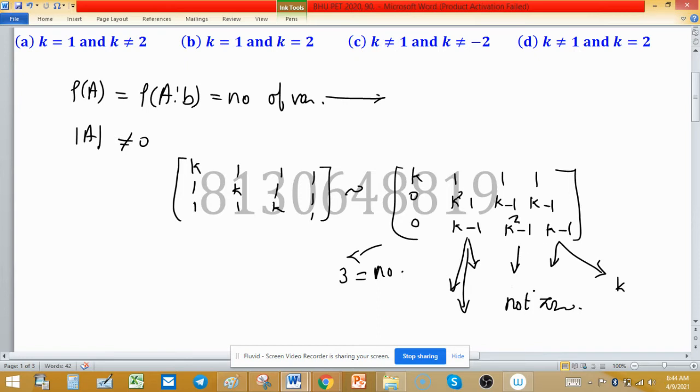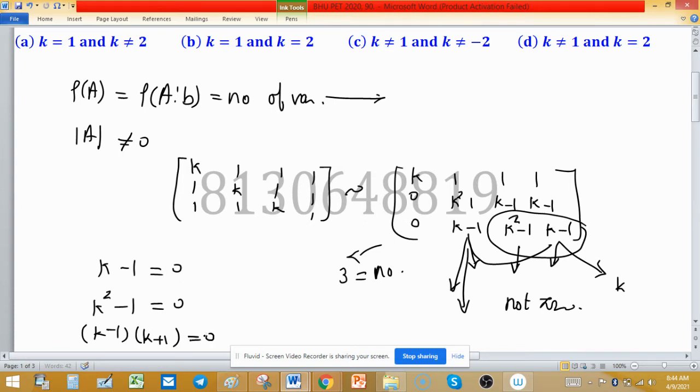So the most important thing is that these two entries will help us draw a conclusion. This is not important, but by chance k minus 1 is this and these two entries are the same. So if k minus 1 is 0, it means that k square minus 1 is also 0 because k minus 1 is a factor in this one. It means all three entries in the last row become 0 and this matrix reduces to a lower rank matrix, rank 2 or rank 1.